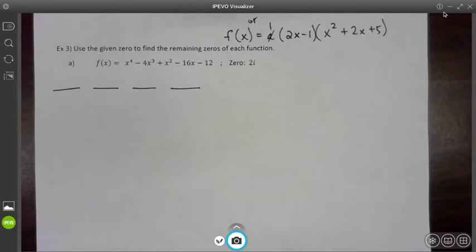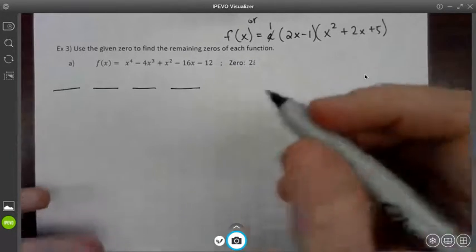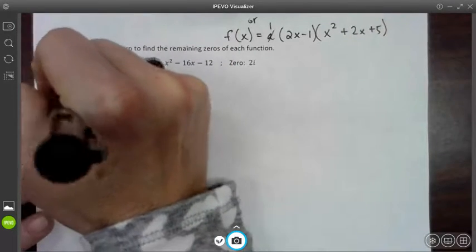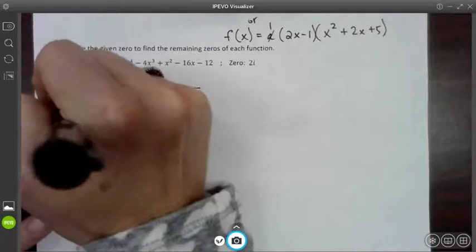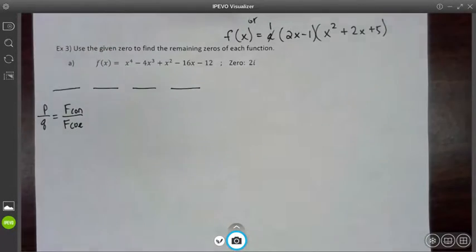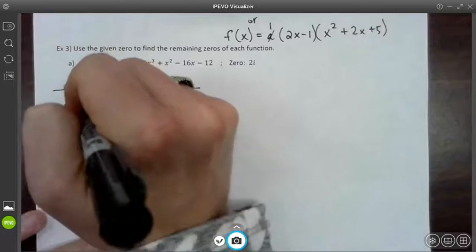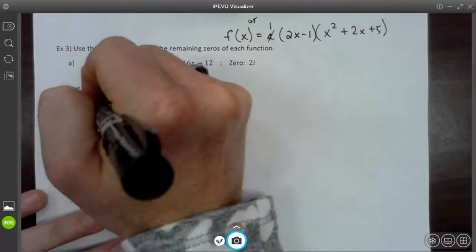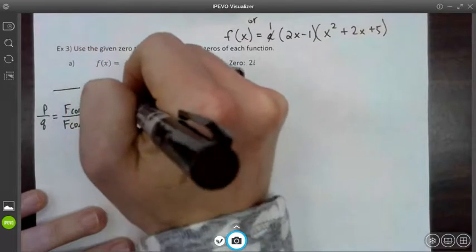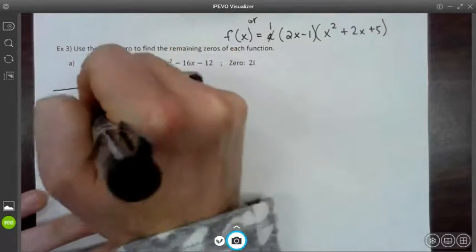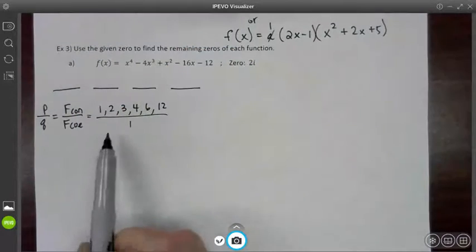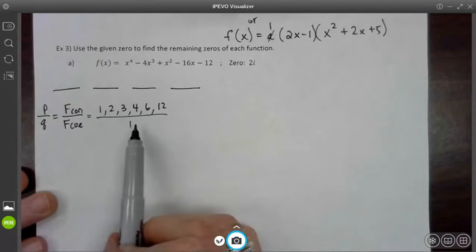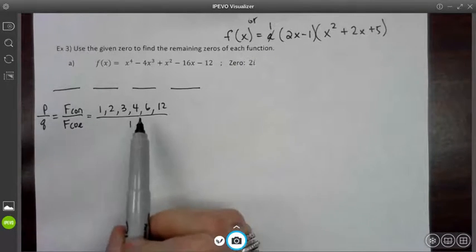Let's look at its graph. Well, first of all, I'm going to find my list of possible zeros. So I'm going to do my p's over q's, the factors of the constant over the factors of my leading coefficient. That means I would get factors of 12 over factors of 1, so 1, 2, 3, 4, 6, 12 over 1. Technically all of my possible rational zeros are plus or minus 1, plus or minus 2, plus or minus 3, plus or minus 4, and so on.